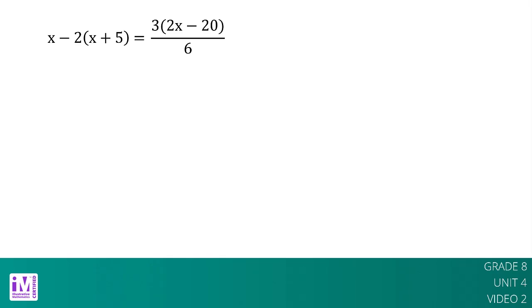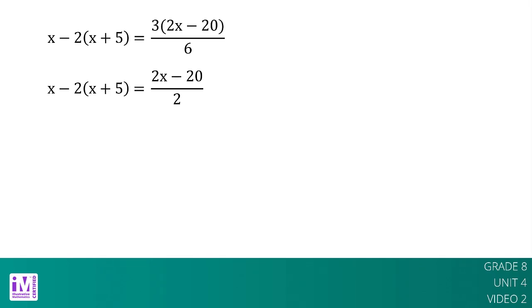The expression 2x minus 20 is being multiplied by 3 and divided by 6, which is the same as just dividing by 2. So we can rewrite the equation as x minus 2 times the quantity x plus 5 equals the quantity 2x minus 20 divided by 2.